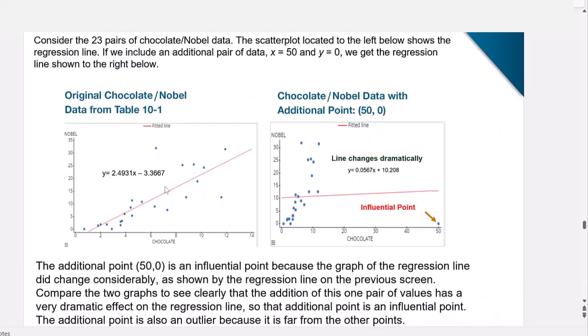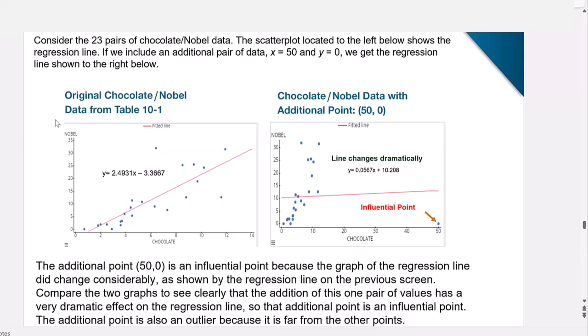Here's a nice example. Here's the original chocolate Nobel data from table 10.1. Then we add this 1 point, 50, and we're calling that an influential line. If we have this line, it would most likely look like this, but we can see that 1 point drastically influences it, and it changes the slope from almost 2.5 to 0.06, which is quite a bit of change. This is almost flat.